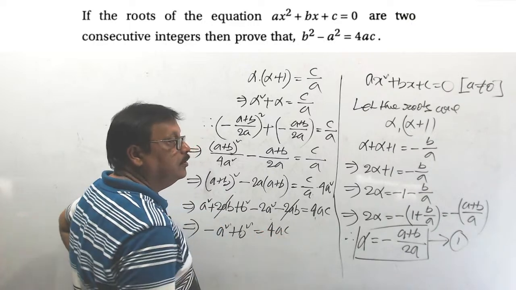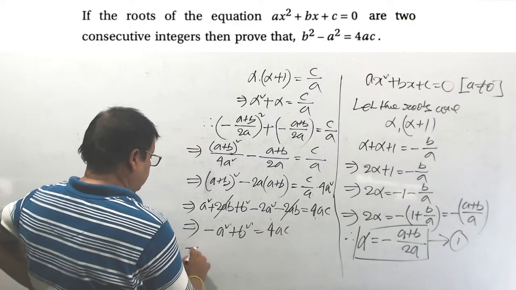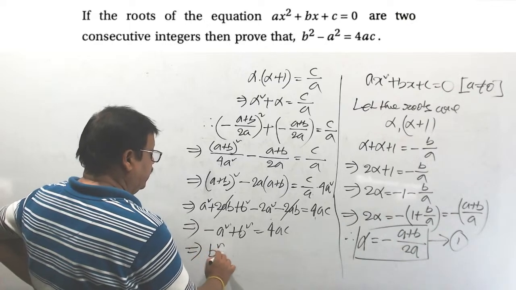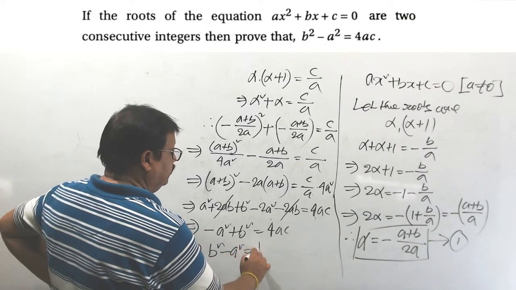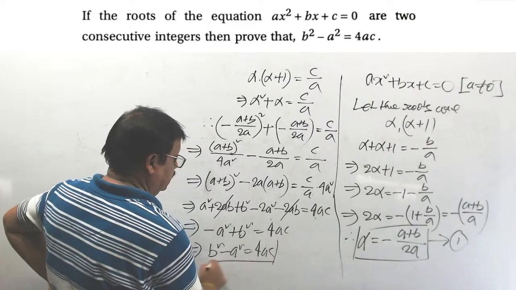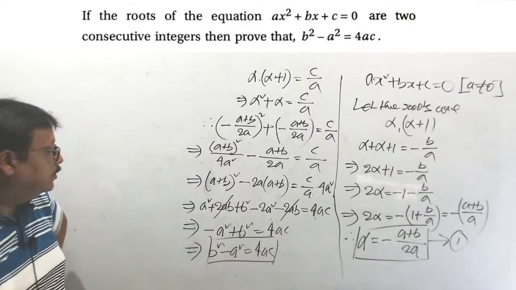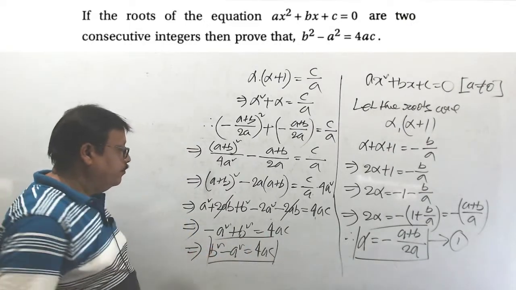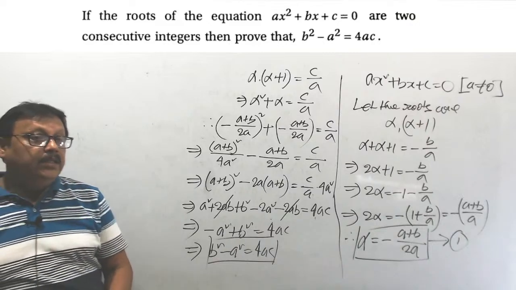What to prove? Oh, answer came. That is b square minus a square is equal to 4ac. As proved. See, I think clear?